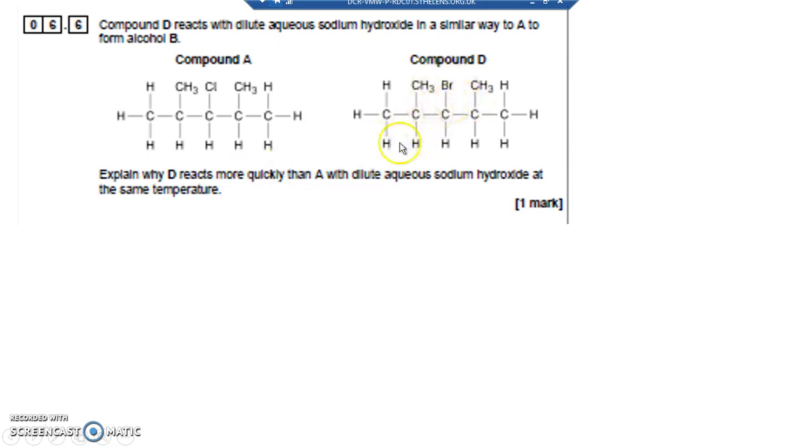Why would D react more quickly than A? It's simply because this bond between the C and the Br breaks more easily. It's weaker. So you can say the C to Cl here is stronger than the C to Br, or the C to Br is weaker than the C to Cl bond.